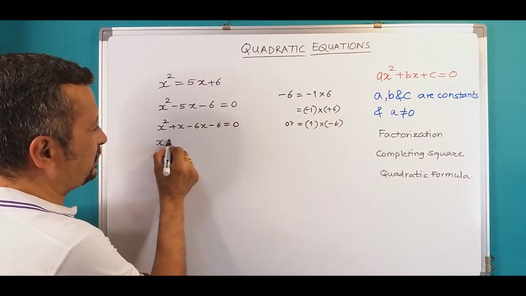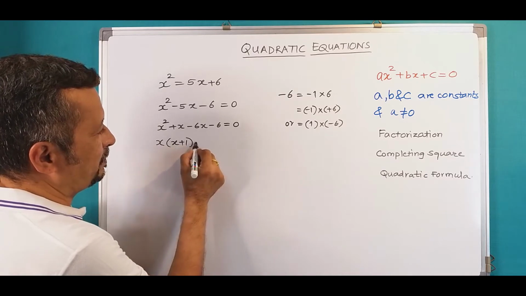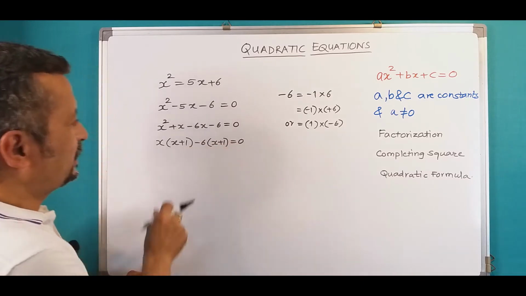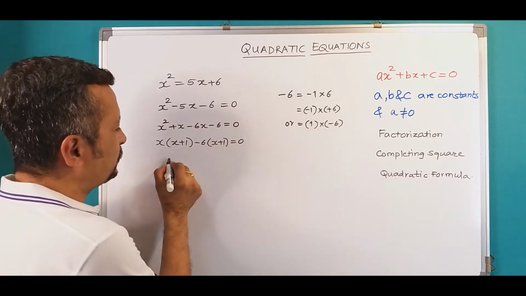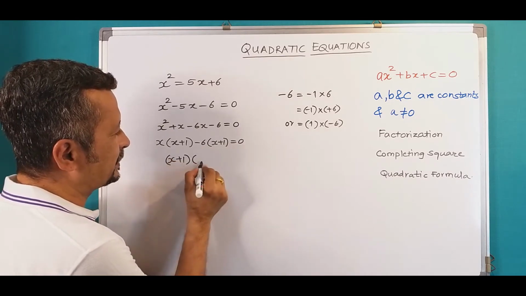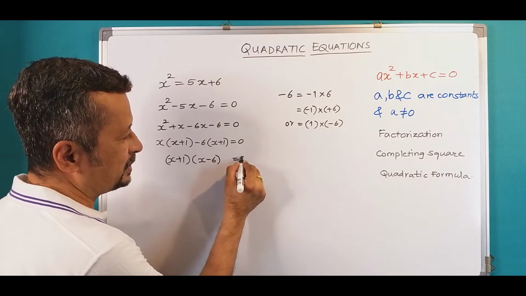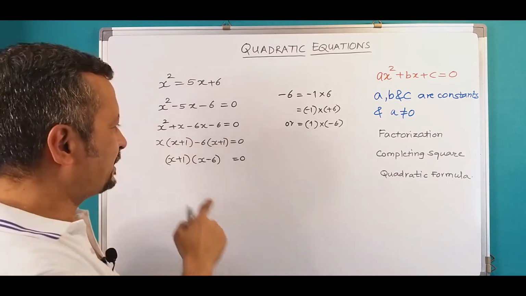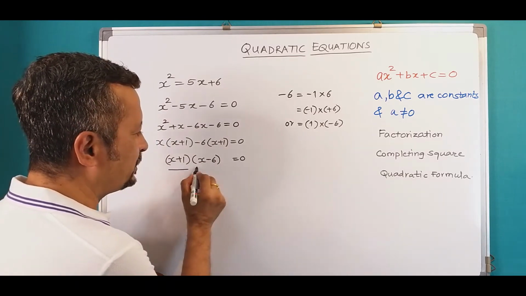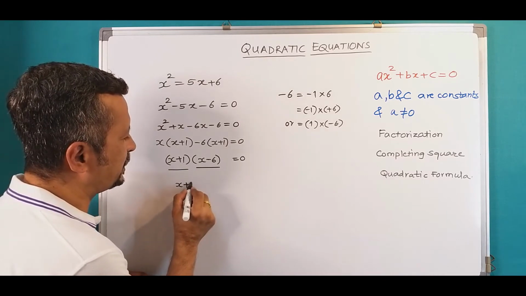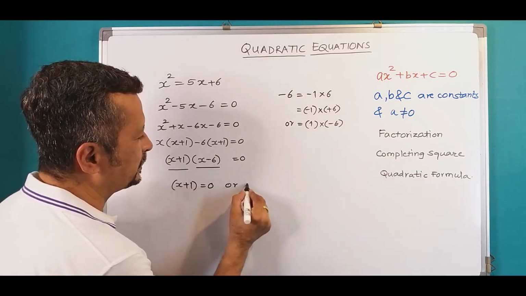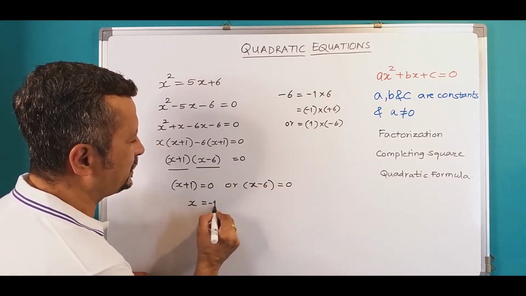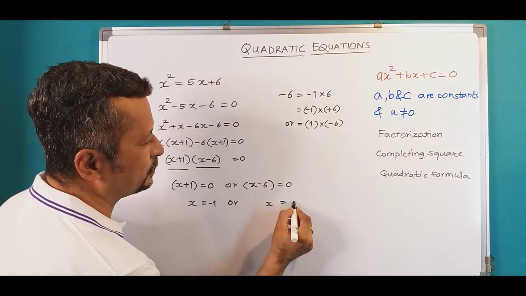Now I take x common here, x multiplied by x plus 1 minus 6 multiplied by x plus 1 equal to 0. Now I take x plus 1 common, so x plus 1 multiplied by x minus 6 equal to 0. It means that either this part has to be 0 or this part has to be 0. So I'll just write it here, x plus 1 equal to 0 or x minus 6 equal to 0, and then that gives me x is equal to minus 1 or x is equal to 6.